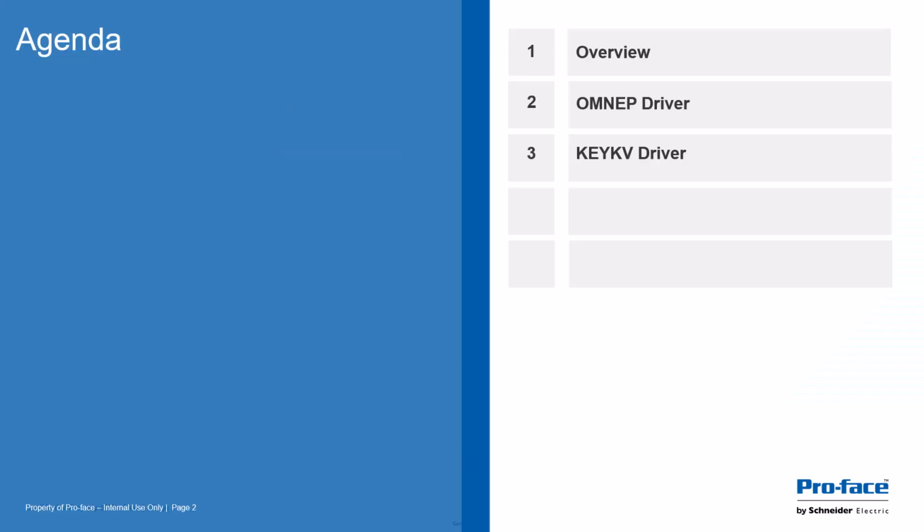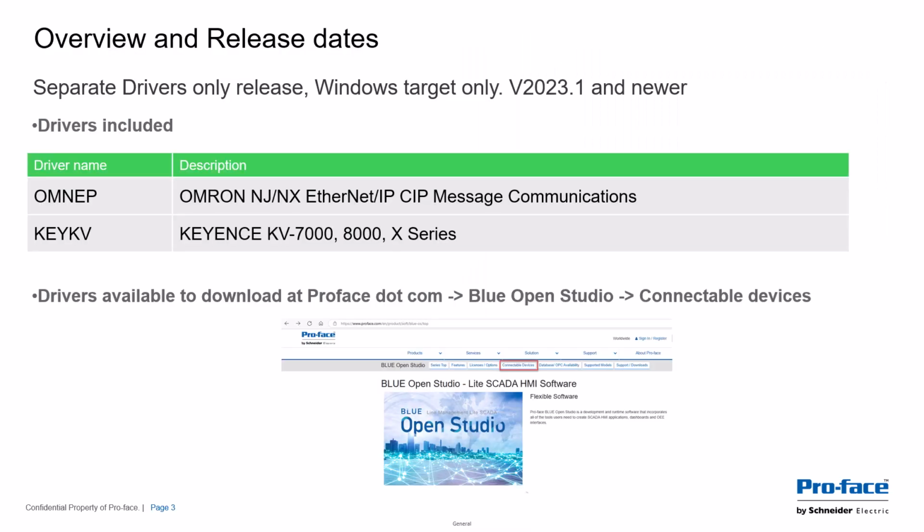Okay, so we'll give a brief overview and then we'll discuss the Omron Ethernet IP driver and the Keyence KV series driver. This is a separate drivers only release, right? So this is just two new drivers being released, not a change in the Blue Open Studio software. The drivers are usable in version 2023.1 and newer.